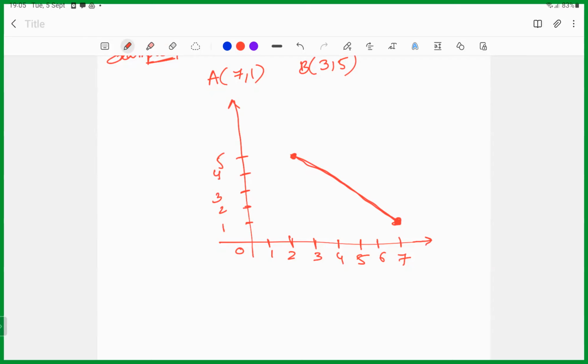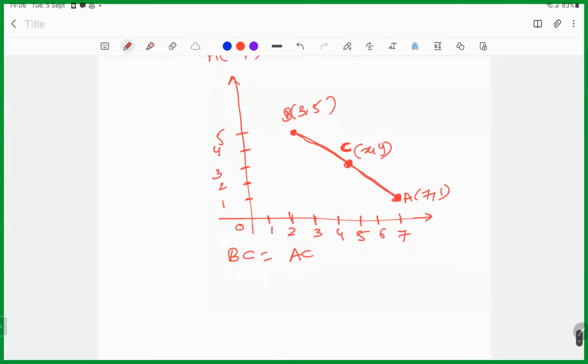Okay. 7 comma 1, 3 comma 5. And there is a point XY. It should be such that it must be between both of them. It must be equidistant from both points. Let's take this point as A, 7 comma 1. B is 3 comma 5. So there is a point XY. Let's just take it as C, such that BC equal to AC. That's what we need to find out.